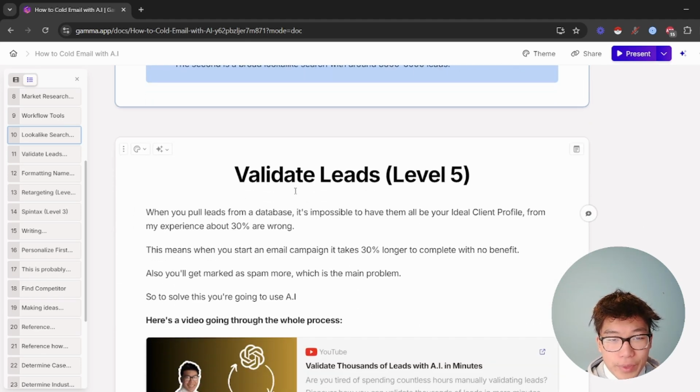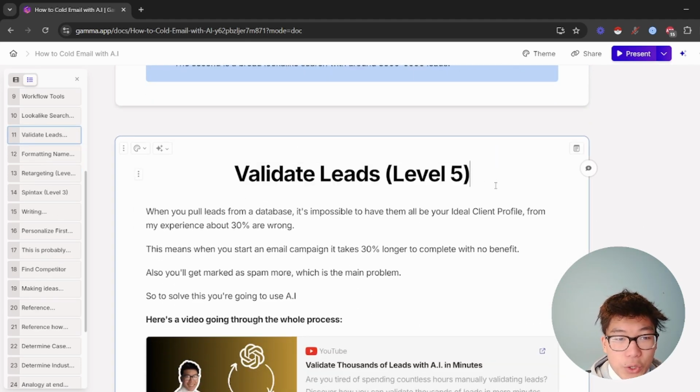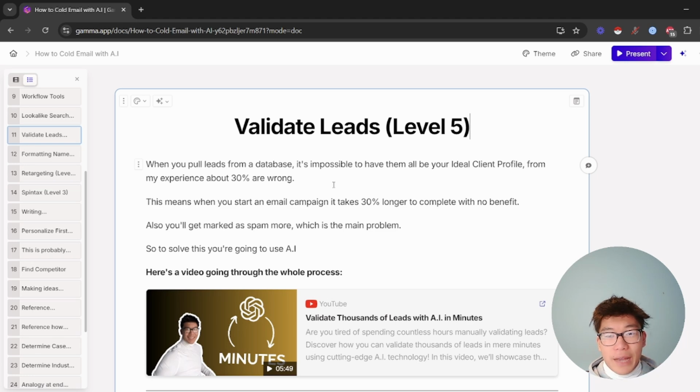Level 5 is validating leads. When you pull leads from a database, it's impossible to have them all be your ideal client. It's literally impossible. Databases will be wrong. This is a fact. This is a matter of life and death. No, it's not. How do I describe this? They won't all be your ideal client. From my experience, it's about 30%, and I've done this a lot.